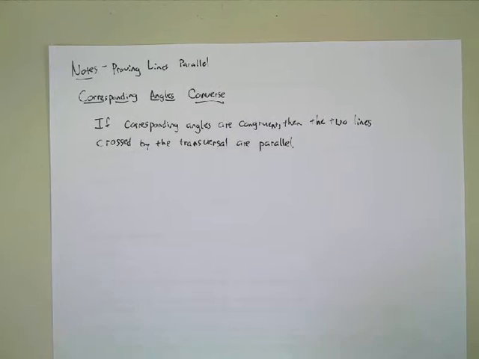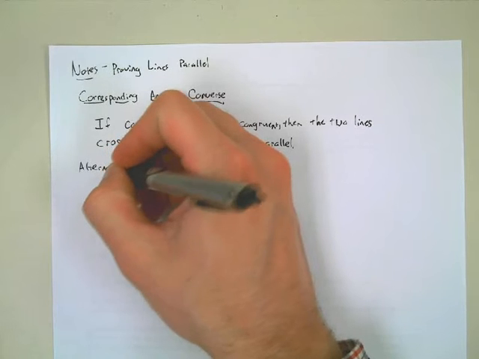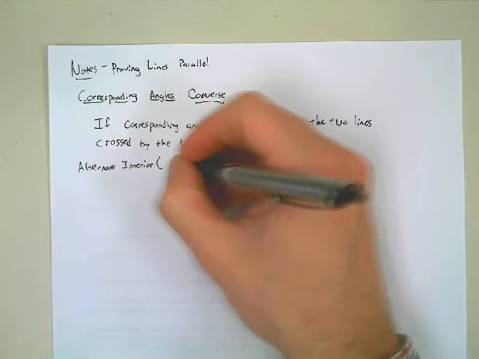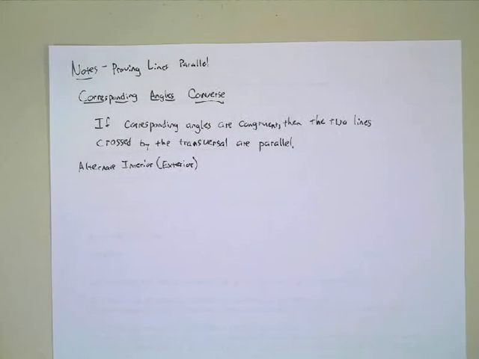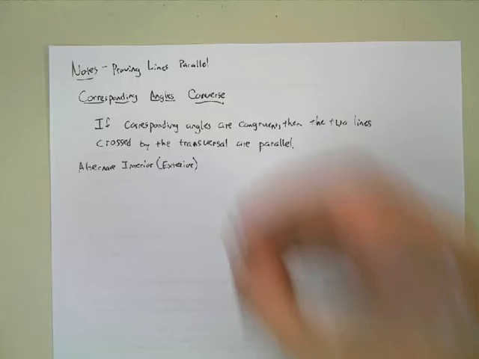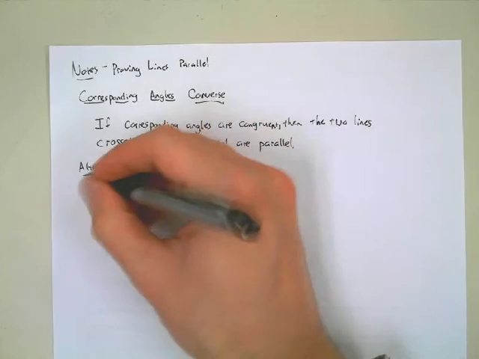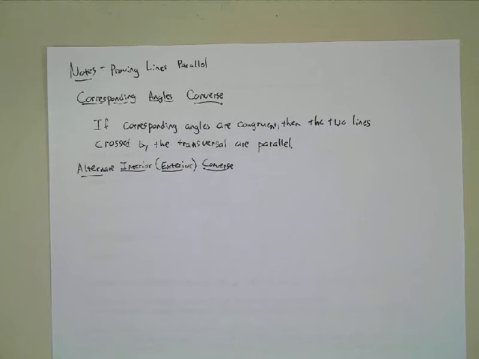And we also have, along with that, the alternate interior, and I want to put in parentheses exterior as well, because this is going to be true for both of these things, and rather than have you write the whole thing out twice, I'll try to be a little bit clever with the way we name this. So you can call this the alternate interior converse or the alternate exterior angle converse, and I left out that word angle, but you get the idea, right?